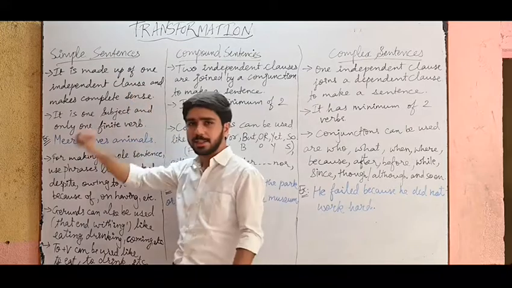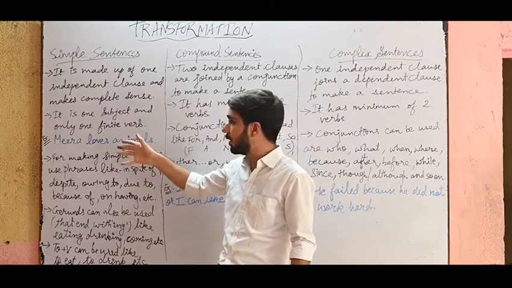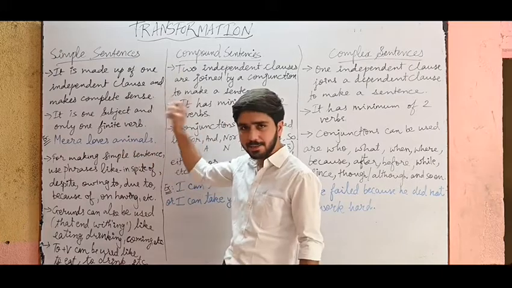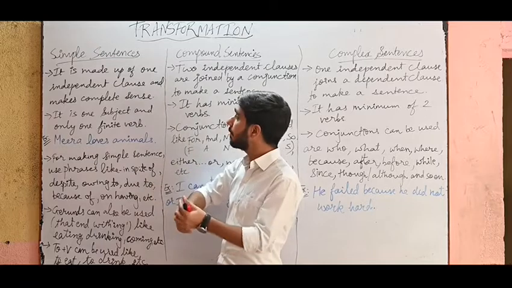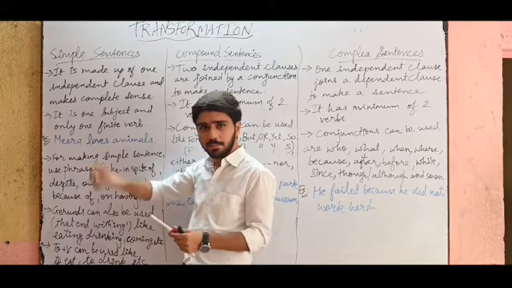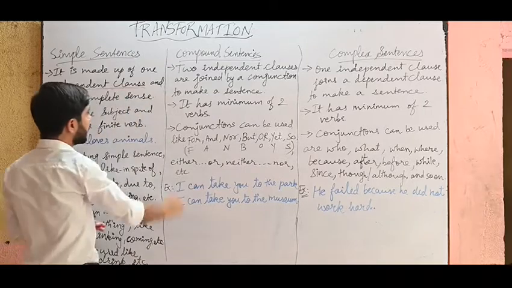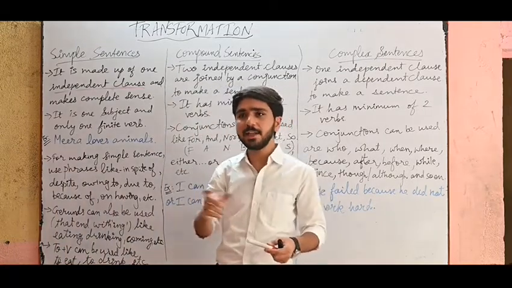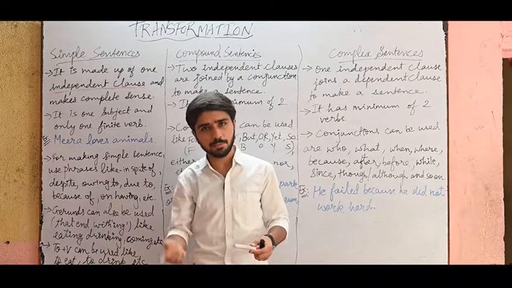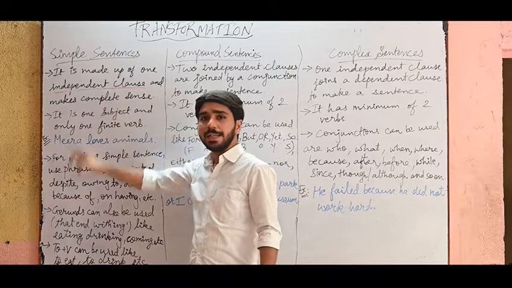What are simple sentences? You might already be knowing, so this might be a quick revision for you, but we should go through this so as to transform the sentences. A simple sentence is made up of one independent clause and makes complete sense. So only one clause is there in this sentence. What is a clause? A clause is a group of words, a type of sentence, you can say. It has its own subject and own predicate. That is a clause. So independent clause means it can stand alone.